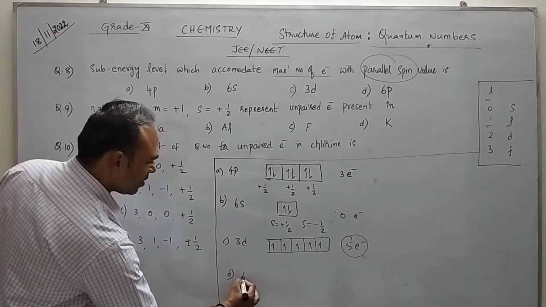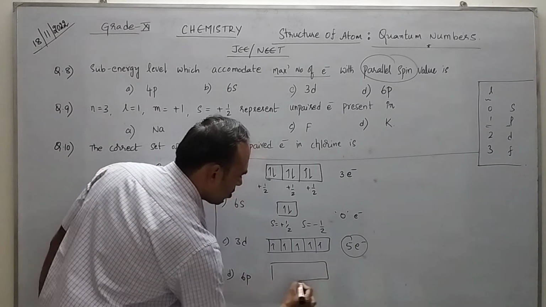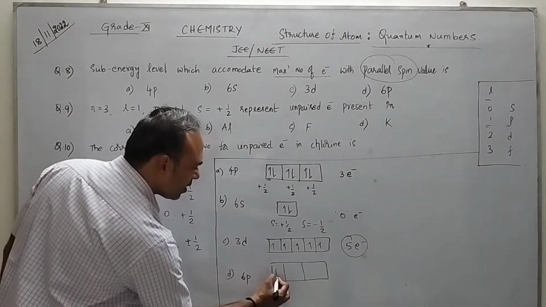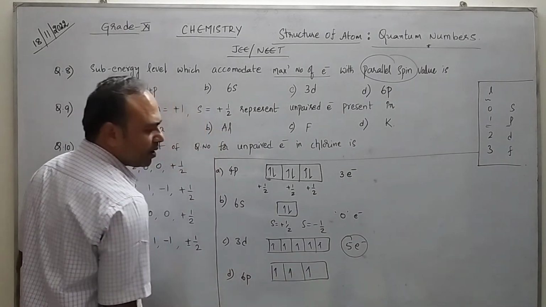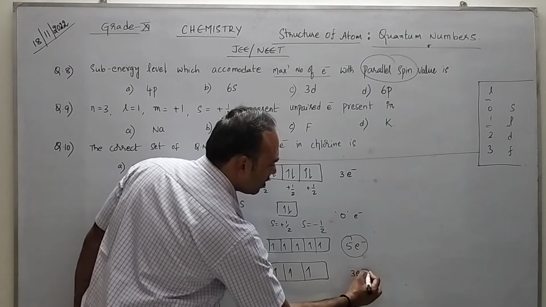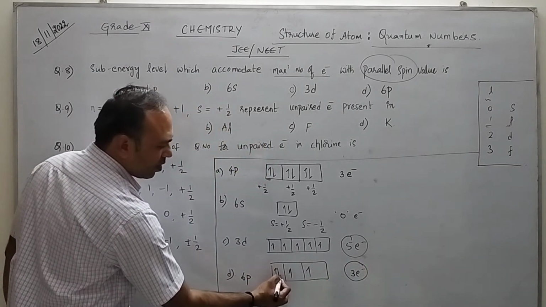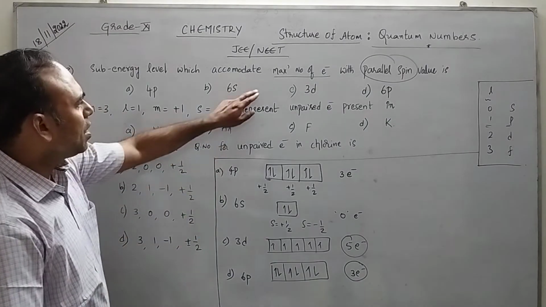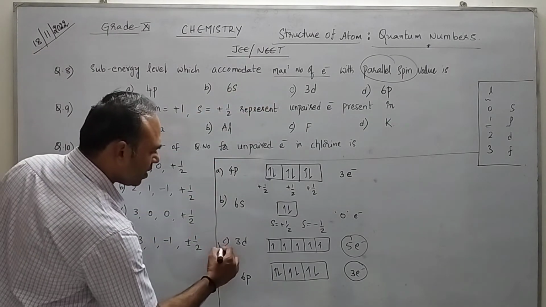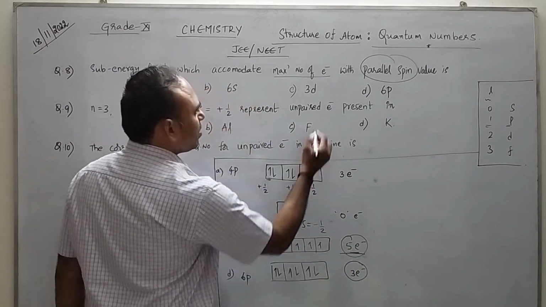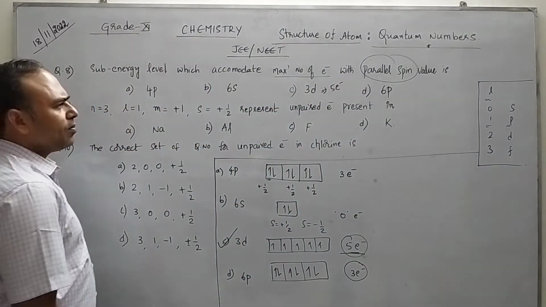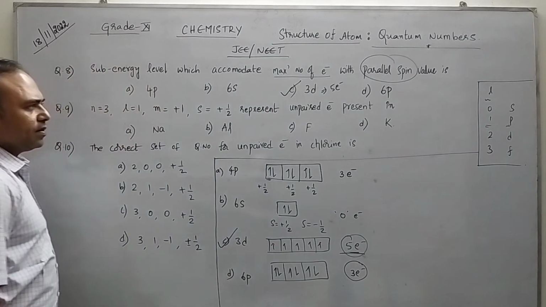Option D is 6p. That is nothing but px, py and pz. Here we can say there are 3 parallel spin electrons, either they can be in the plus half or in the minus half spin. So we can say the maximum number of electrons with parallel spin is in 3d, which is 5 electrons. Hope you are able to understand. This is the correct answer.